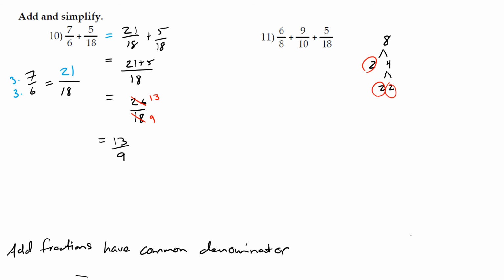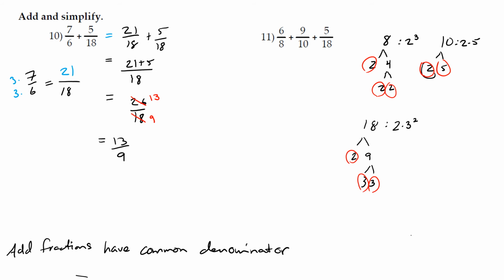So the prime factorization of 8 is 2 cubed. For 10, that's going to be 2 times 5. And then for 18, that's going to be 2 and 9, 3 and 3. So the prime factorization for 18 is going to be 2 times 3 squared.